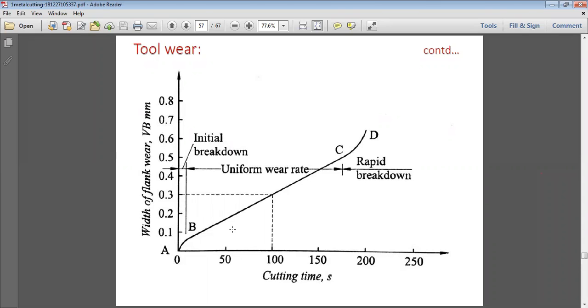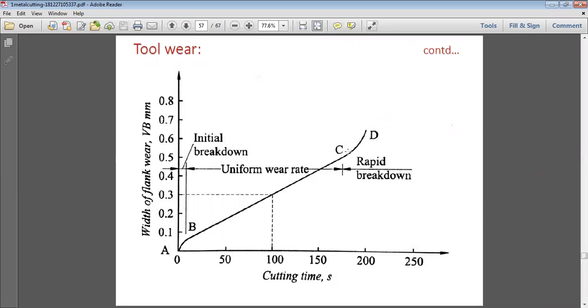As soon as it crosses 180 or 190, then hardly, because if we see from this side, most of the width in the flank wear has already been done. Like from here, if we start from point B, it is from 0.1, and almost at point C, it is 0.6.